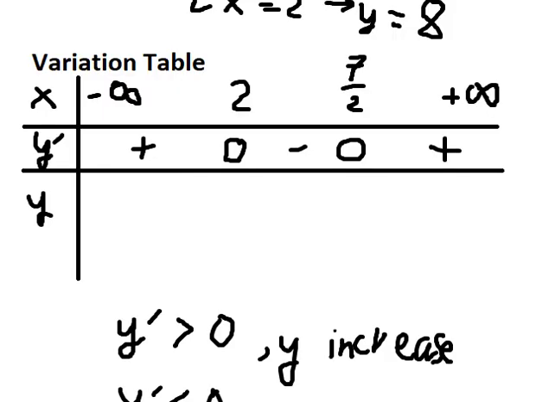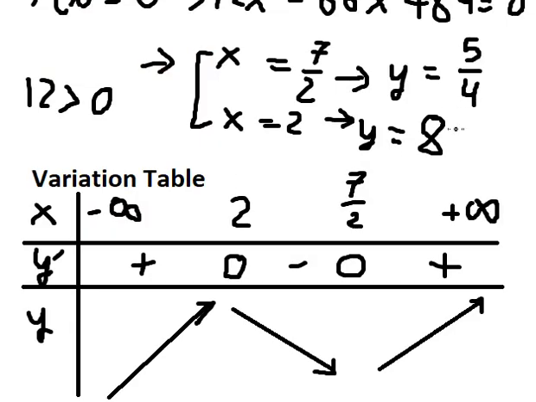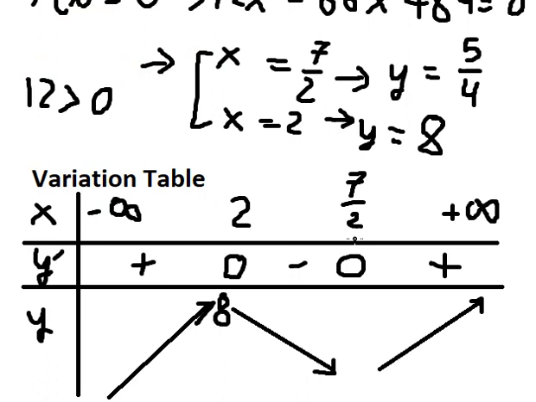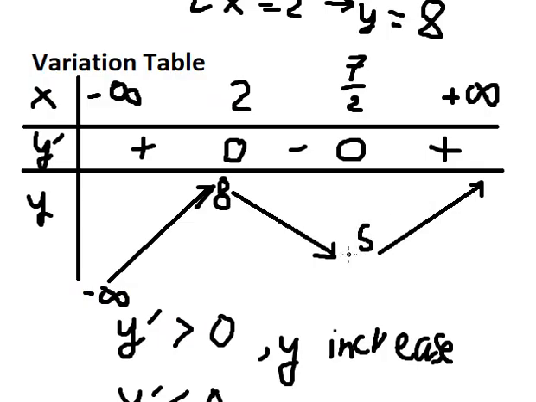So this one will go up in here, then go down in here, and go up in here. So this one we have negative infinity. Number 2, that is number 8. This one we have 5 over 4. This one goes to positive infinity.